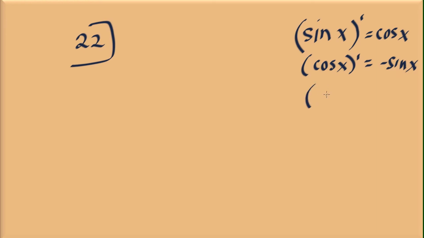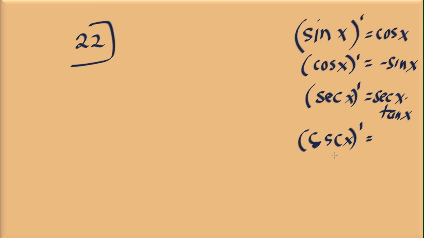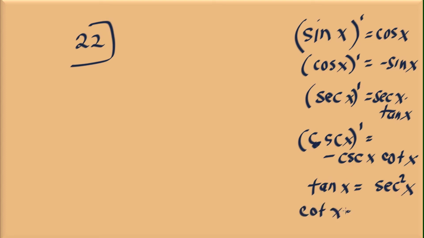What is the derivative of secant of x? It's secant x times tangent x, okay? And the derivative of cosecant x is negative cosecant x cotangent x. What is the derivative of tangent x? It's secant squared x. And the derivative of cotangent x is negative cosecant squared x, okay? It would be best to memorize these 6 derivatives, okay?